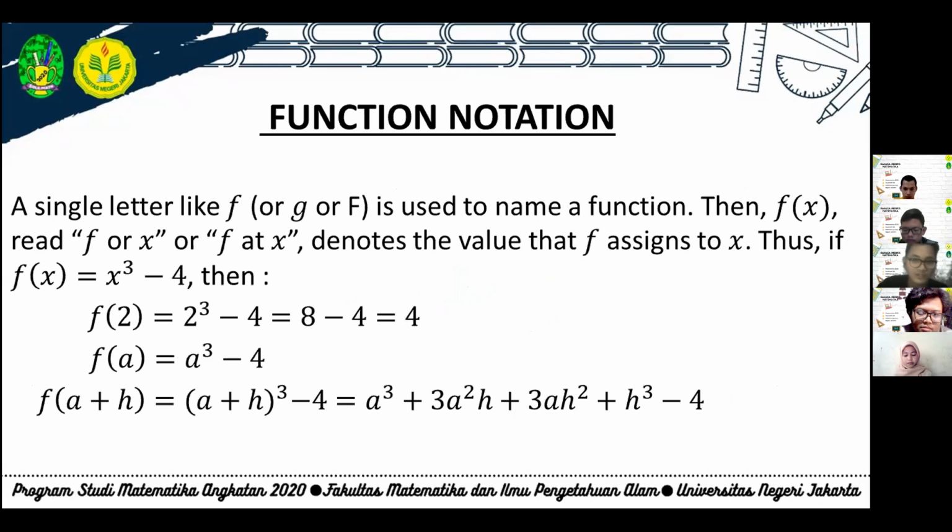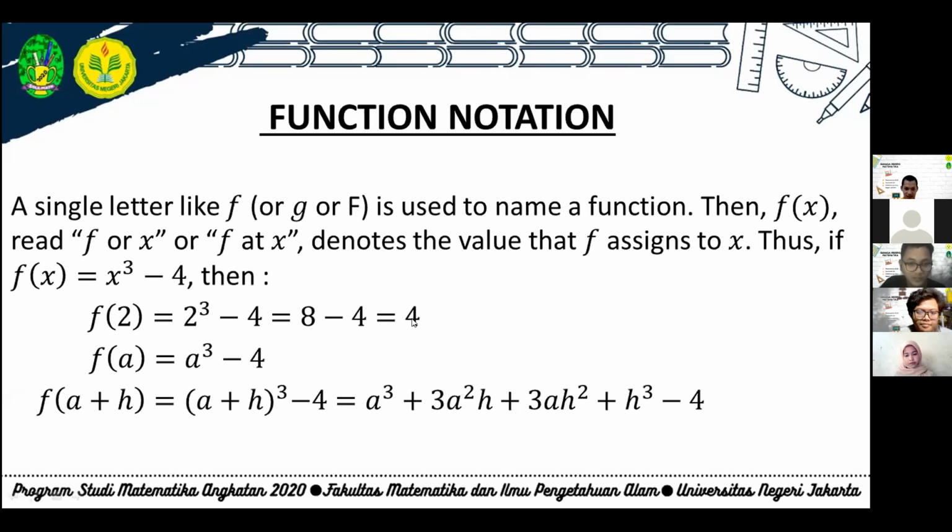Next is function notation. A single letter like f or g is used to name a function. Then f(x), read "f of x" or "f at x", denotes the value that f assigns to x. Thus, if f(x) equals x cubed subtracted by 4, then f(2) is equal to 2 cubed subtracted by 4.